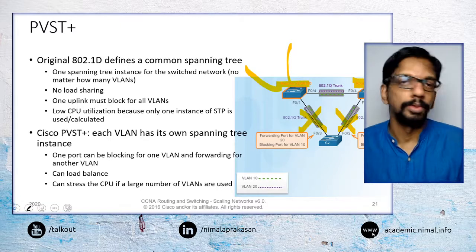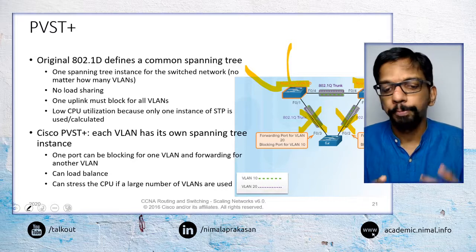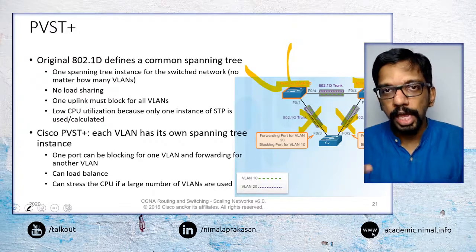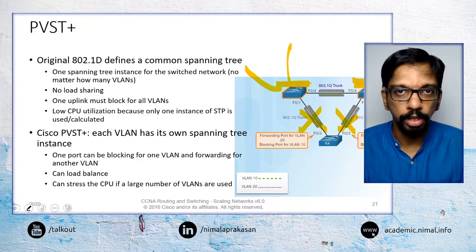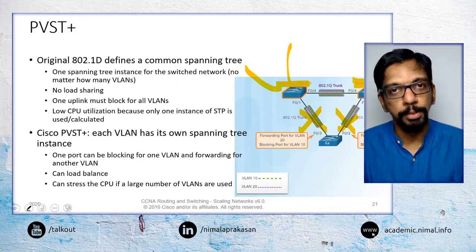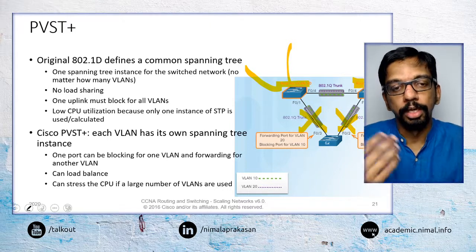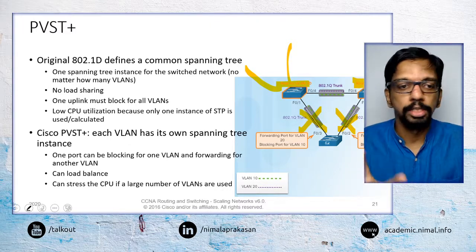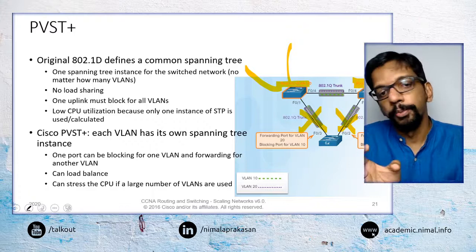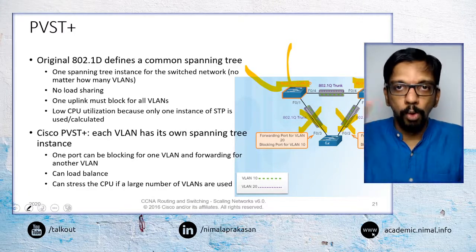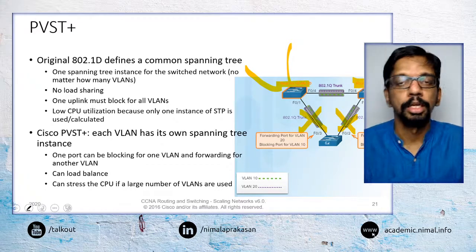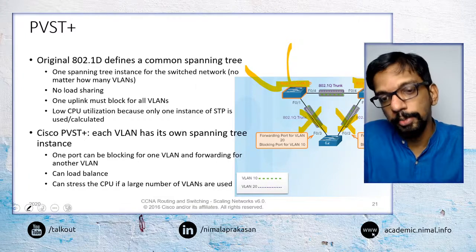And one of the differences or disadvantages is, because it has this amount of calculation on a per VLAN basis, it may require a fairly high amount of CPU resources to do all these computations. But that is the main difference. In the original 802.1D, it is overall for all the VLANs, it has the same blocking of trunks, whereas in Cisco PVST Plus, it has a per VLAN based spanning tree.